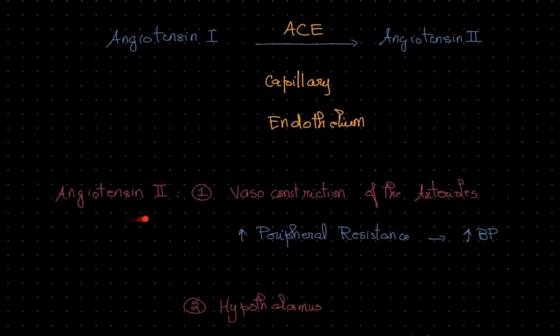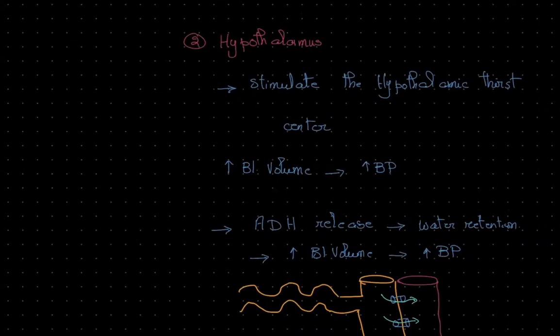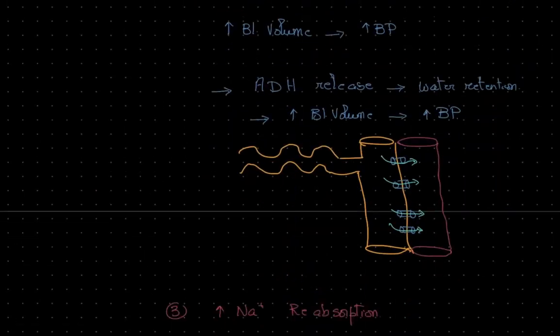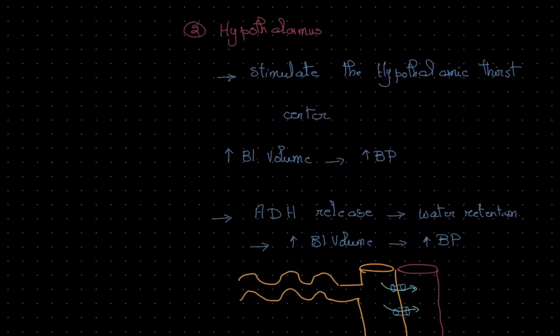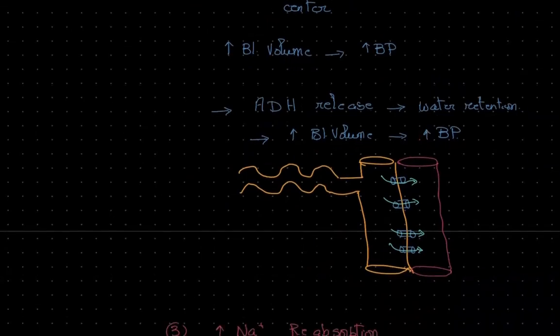And now looking at the effects of angiotensin 2. Angiotensin 2's first effect is going to be to constrict the arterioles, which will increase my total peripheral resistance, and so my blood pressure will go up. Two effects on the hypothalamus. First, stimulation of the hypothalamic thirst center and enhancing the hypothalamus to release ADH, which allows me to retain water. And as I retain water or add water by drinking a beverage, this will increase my blood volume back to normal, and so my blood pressure goes back to normal.